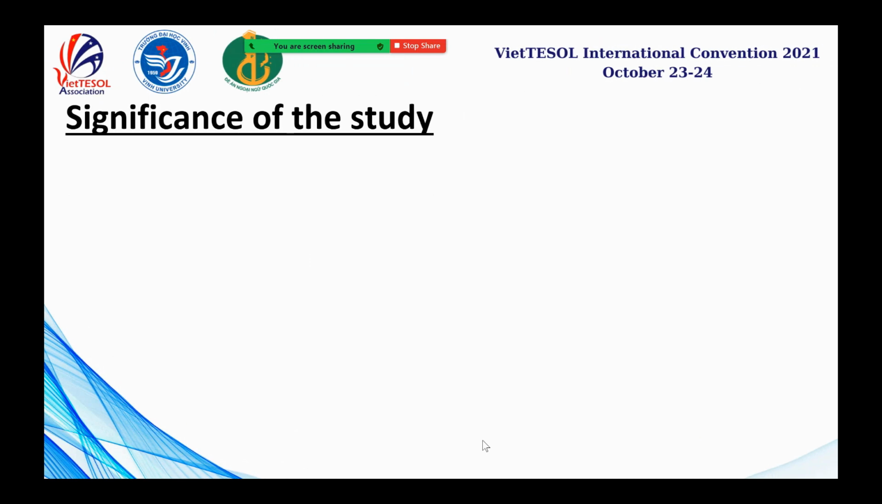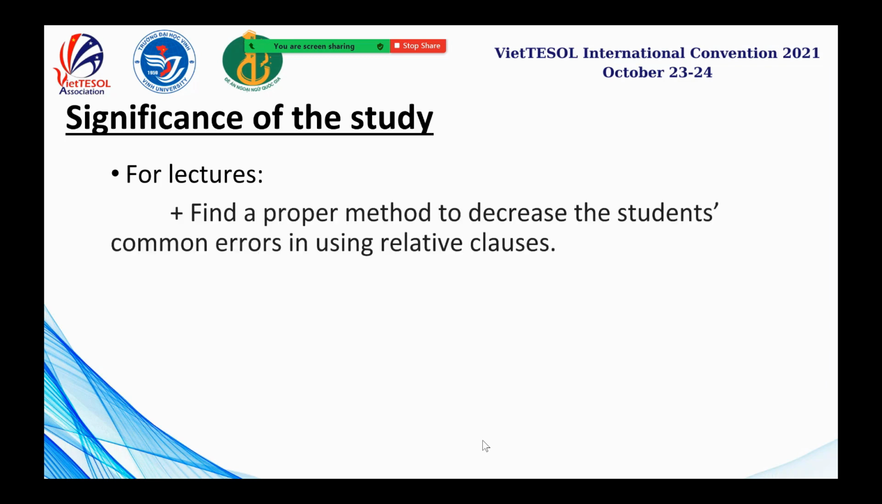As for the significance of the study, the result of the study will give both lecturers and students helpful information about the features of students' common errors in using relative clauses. In particular, for the lecturers, based on the findings of the research, they will be able to find proper methods to decrease the students' common errors in using this grammar point.